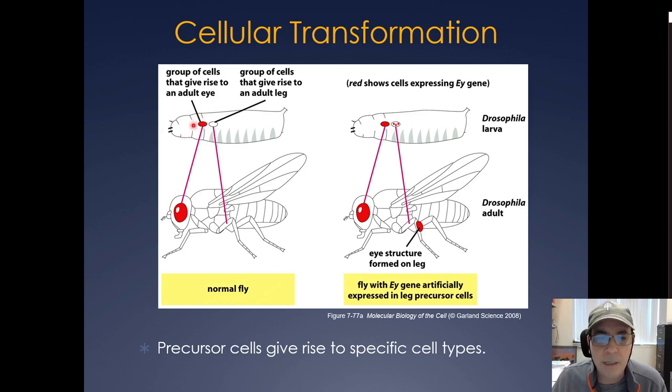And so in the embryo, you'll have a group of cells that will give rise to the fly eye, and then another group of cells that will give rise to the adult leg. And if you ectopically express a gene needed for eye development called EY, the EY gene in Drosophila, you can actually develop an eye on the leg of a Drosophila. Okay, so if you artificially express this EY gene, you can actually get eye development onto the leg.